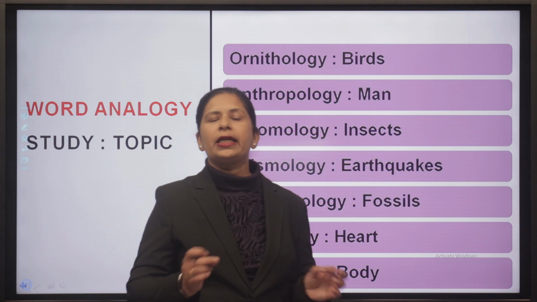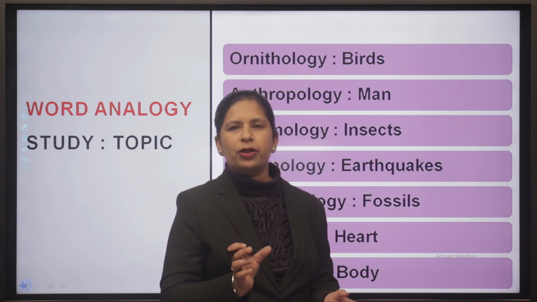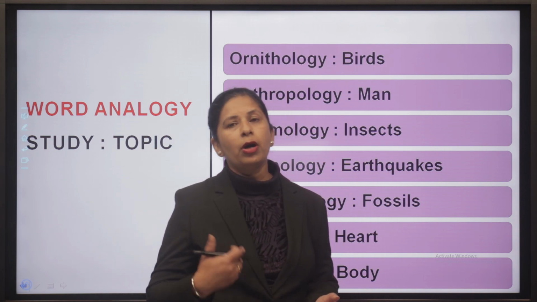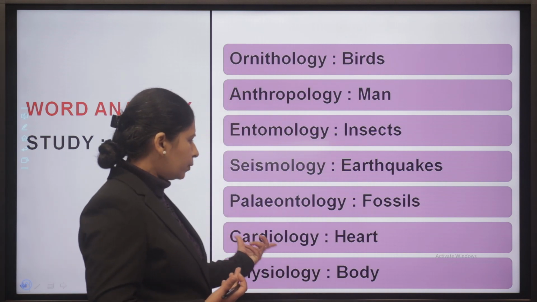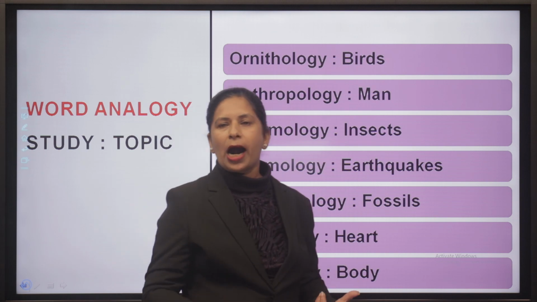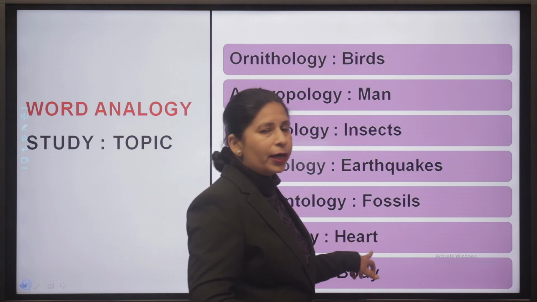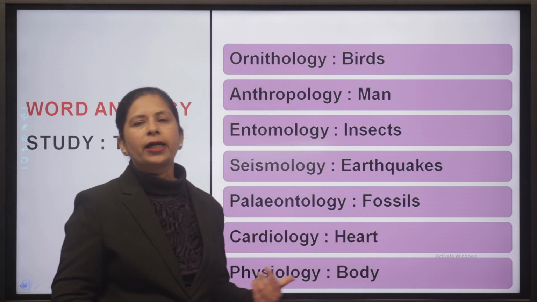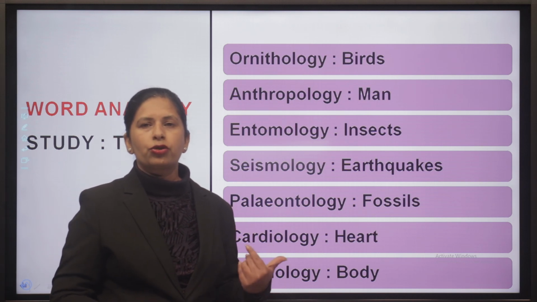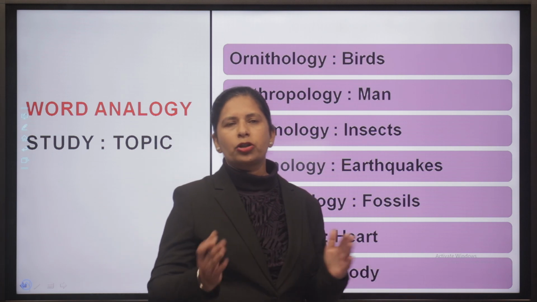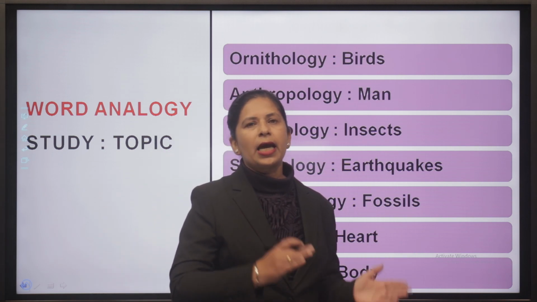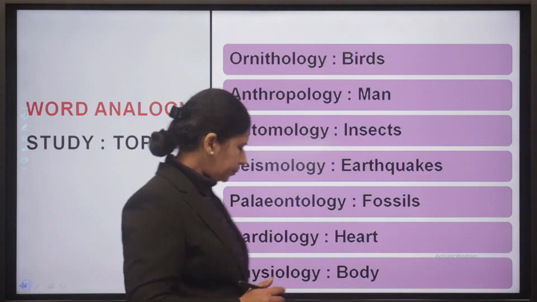सो क्वेश्चन में ये रिलेटेड पेयर आएगा, एक पेयर गिवन होगा और सेकेंड पेयर में आपको एनालॉजी फाइंड आउट करनी होगी. आइदर दे विल गिव यू द ब्रांच, जैसे कार्डियोलॉजी दे देंगे तो आपको हार्ट बताना होगा, और अगर आपको हार्ट दे देंगे तो आपको बताना होगा कि हार्ट की स्टडी को हम क्या बोलते हैं. सो वी कॉल द स्टडी ऑफ हार्ट एज cardiology. So analogy based questions on study and topic.